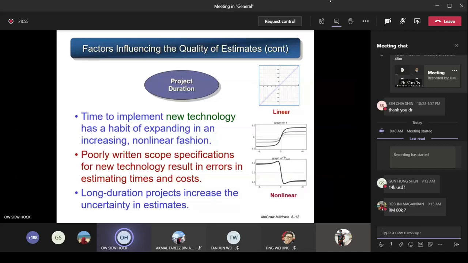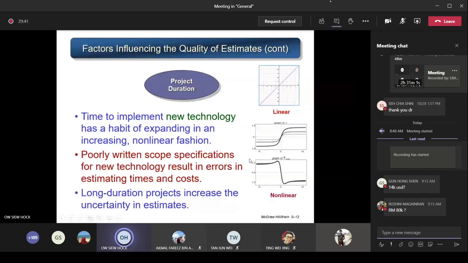So that's one factor. Another issue is that poorly written scope specifications for new technology result in errors in estimating the times and costs. Because it's new to you, you're also not sure how to write the project scope clearly. Maybe something is missing, and you're not sure whether the new technology can cater for this need, or can do certain features or functions, or provide certain things that you require. So you are not able to write a good, clear scope, or say how much functionality you should provide. Later you think, oh, something is missing, then add some more. Because of the poorly written scope specification, you will make a lot of errors in your estimation of the time and the project cost.